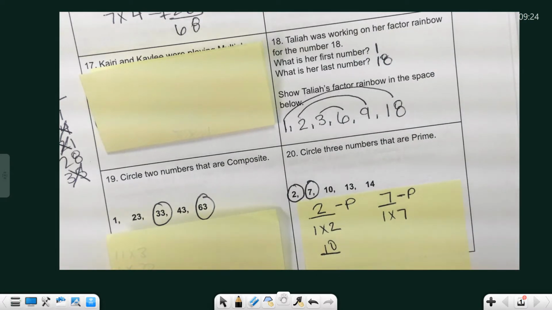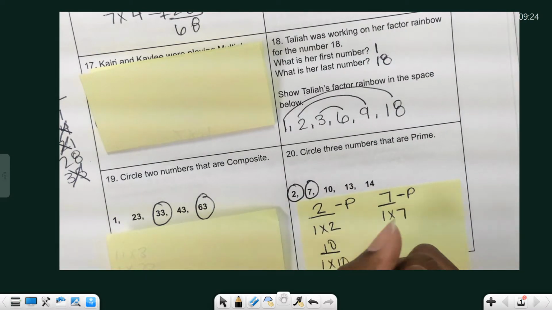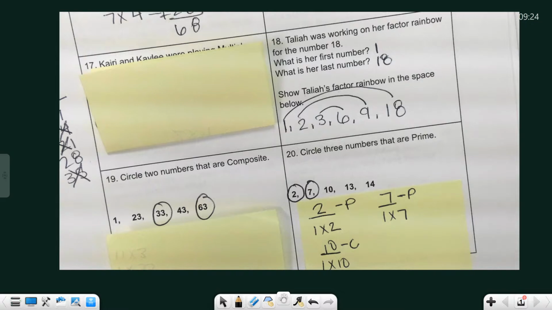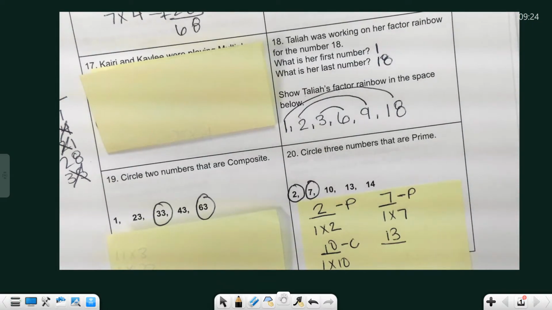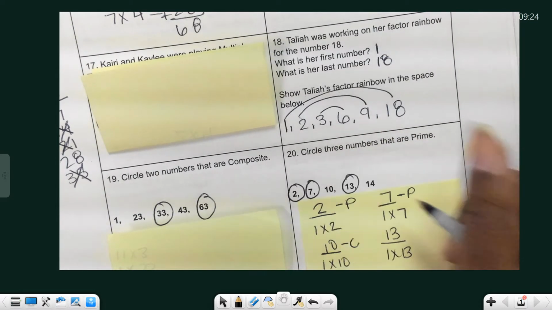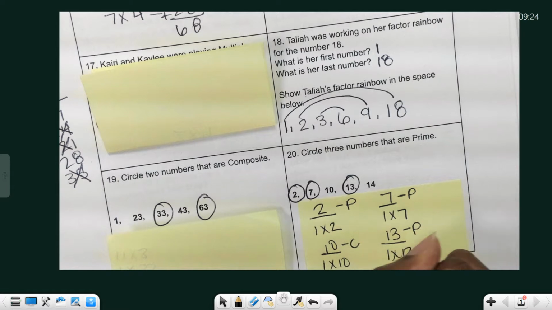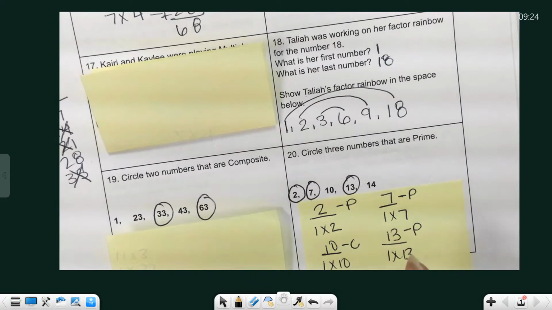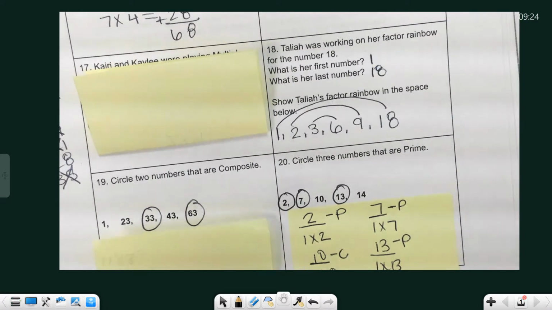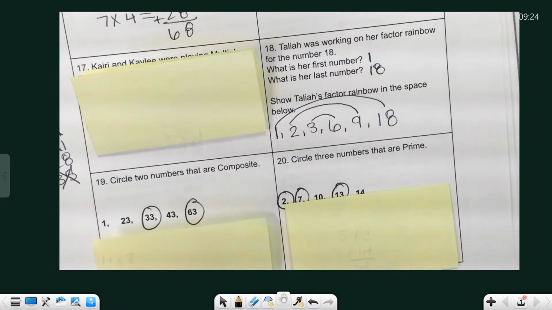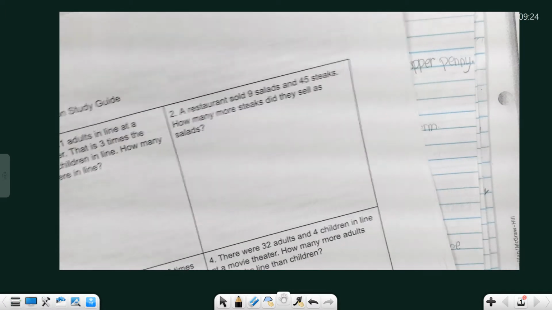What about 10? Composite. What are your factor pairs? 1 times 10, 2 times 5. So that's composite, so we're not even looking at that one. What about 13? Prime. Factor pairs: 1 times 13. And your last one, 14, composite. What are your pairs? 1 times 14, 2 times 7. All right. Any questions about that? Who all got those right?